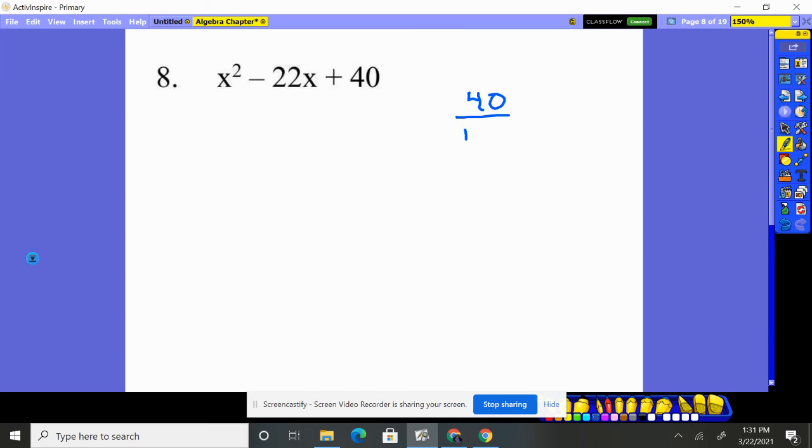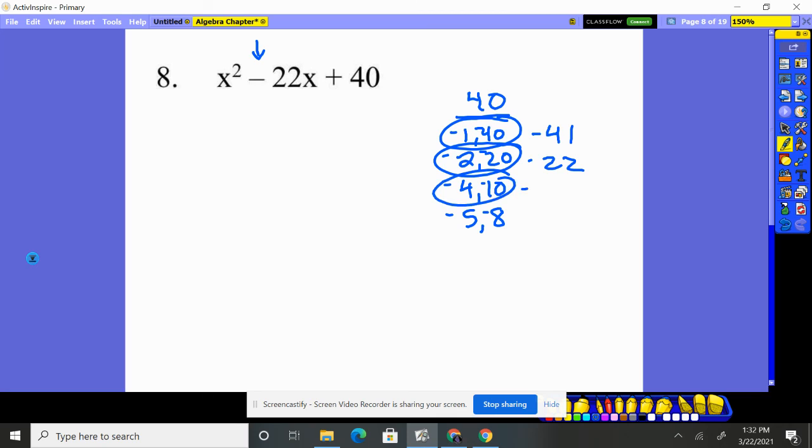Let's look at Mr. 40. 1 times 40, 2 times 20, 3 times nothing, 4 times 10, 5 times 8, 6 times 7. We're done. It's a plus 40, so either both are positive or both are negative. But since it says, hey, when you put them together, you're going to get a negative 22, that tells me both pieces are negative. This would create a negative 41x, a negative 22x, a negative 14x.